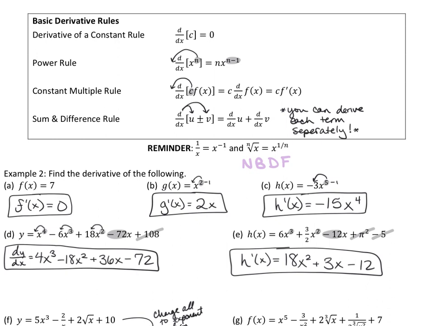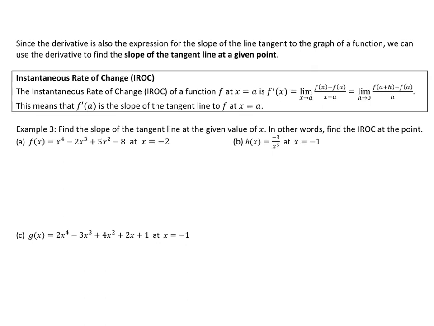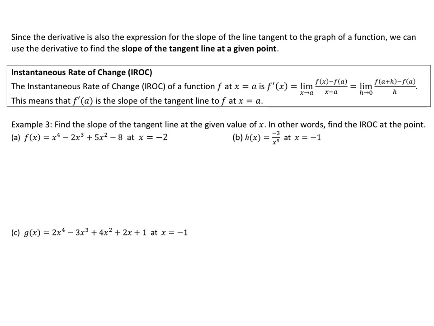You have your derivative of constant rule, power rule, constant multiple rule, and sum and difference rule, which you can see here. But the reason that we want to be able to do these slopes, remember, because it's finding slopes, is because it allows me to do instantaneous rate of change at a particular point. Since the derivative is also the expression for the slope of the line tangent to the graph of a function, we can use the derivative to find the slope of the tangent line at a particular point. So this instantaneous rate of change that we've been estimating up until today is actually just the derivative.